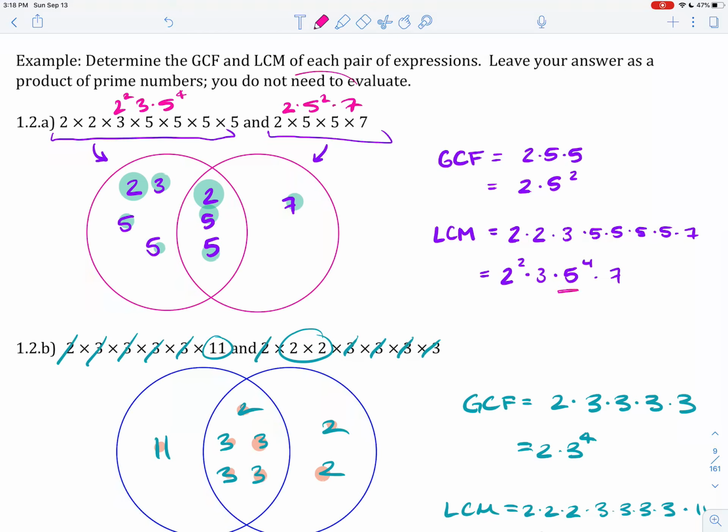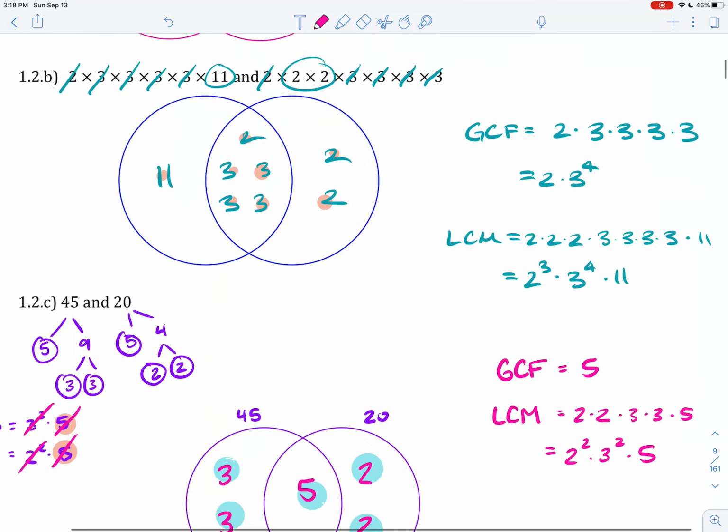We need some 5's, but to make sure both of these numbers feel fully included, we need to make sure we have 4 of them. And then to make sure this number feels included too, we need to include that 7. So again, to find the GCF, we use the lowest exponent we see on each one of those factors. To find the LCM, we use the highest exponent we see on each of the factors.